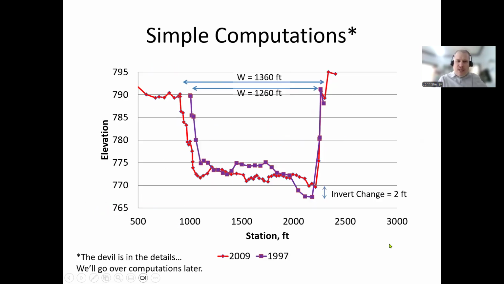There are simple computations with cross sections. So in this example again, if you're looking at the top width and it was 1,260 feet, and then in 2009 we look and it's 1,360 feet, well, you can tell very easily that it widened by 100 feet. The devil's in the details. We'll talk about that in a minute. You could look at the lowest point in the channel pretty easily and say, well, that invert changed by 2 feet, dropped by 2 feet. You can also do math on the whole cross section to look at average bed change, which we will talk about in a minute.